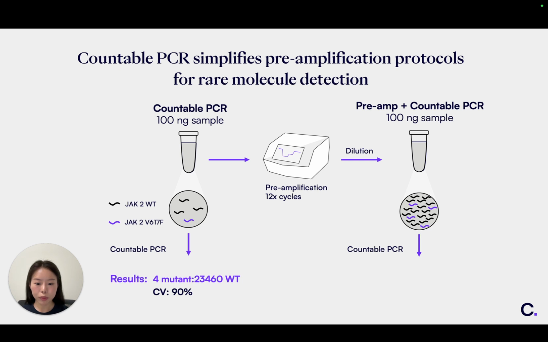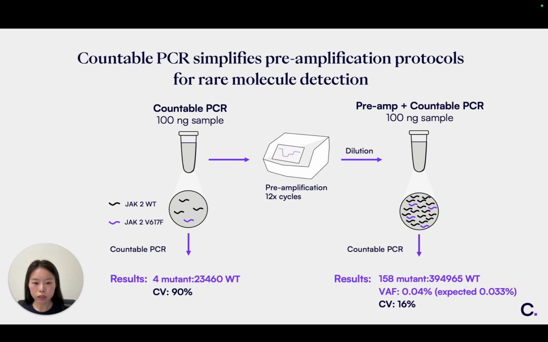And that's where the preamplification step comes in. It's a very quick 12-cycle endpoint PCR protocol that only takes 20 minutes. And when I preamplified an aliquot of the sample, both the low abundance JAK2 mutants and the highly abundant wild-type molecules are amplified together. Preamplification preserves the original mutant to wild-type ratio with the added benefit of increasing total molecule count. This boost gives us greater statistical confidence in the measurement, and this is essentially an application of the law of large numbers.